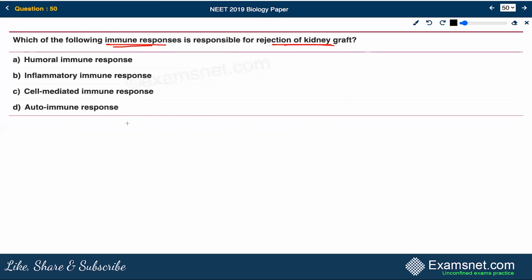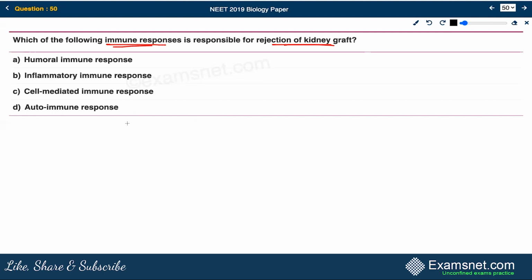Now, let me tell you that our body has a very unique ability of differentiating or distinguishing the self cells from the non-self cells. Self cells are those cells which belong to the body itself, and non-self cells are those cells that don't belong to the body.